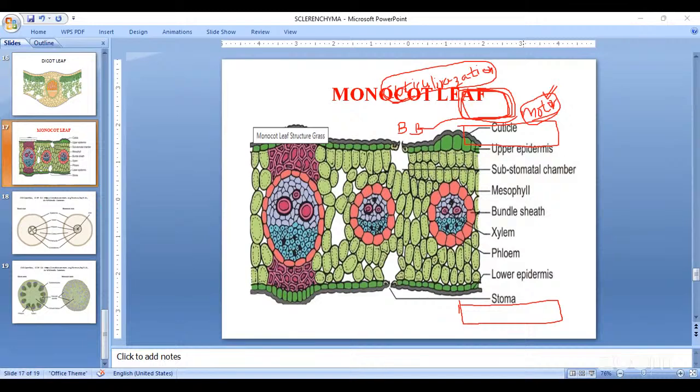And next one, vascular bundle. First of all, the arrangement of vascular bundle.